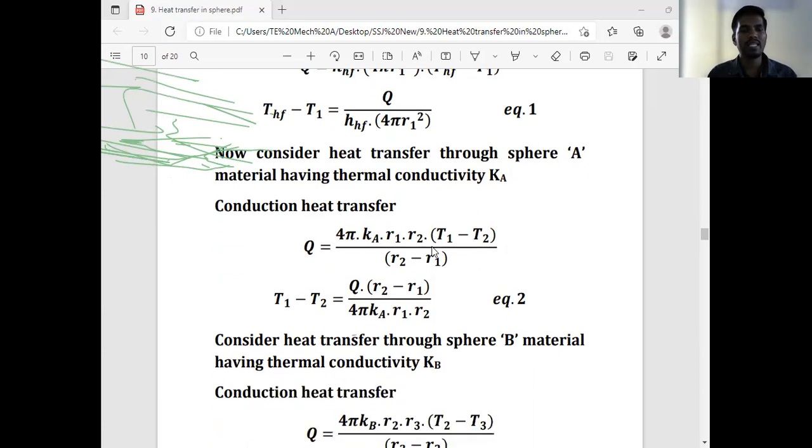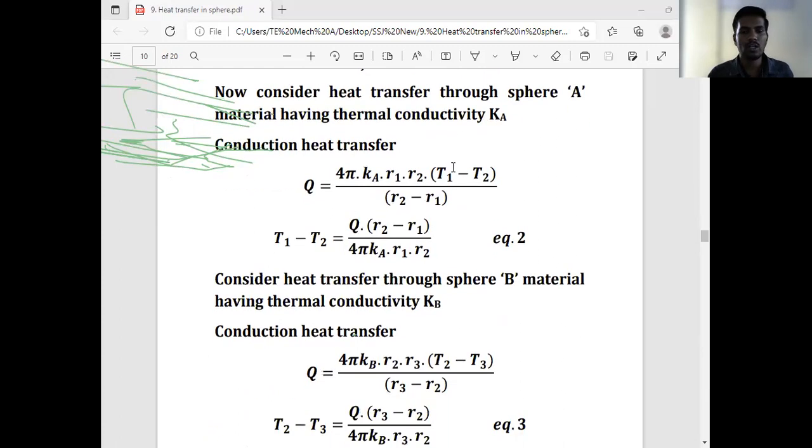Okay, so for the layer we have to write down the equation. Q is equal to 4 pi K R1 R2 into bracket T1 minus T2 divided by R2 minus R1. From that we write down the equation for the temperature difference: T1 minus T2 is equal to Q into R2 minus R1 divided by 4 pi K R1 R2.